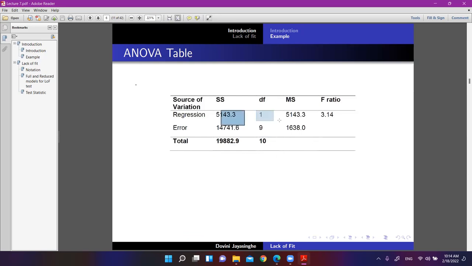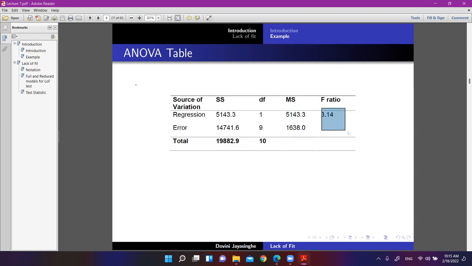So this divided by this comes here, and this divided by this comes here. We don't put anything here; I told you, if you put something here, you're going to lose marks, because there's nothing called mean squared total, right? And the F ratio is the ratio between these two, numerator over denominator.